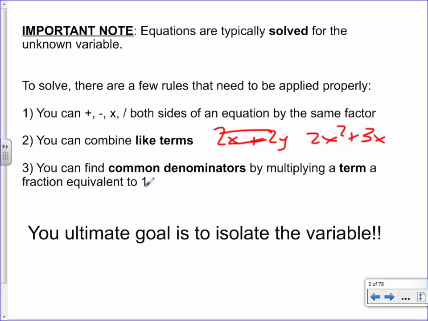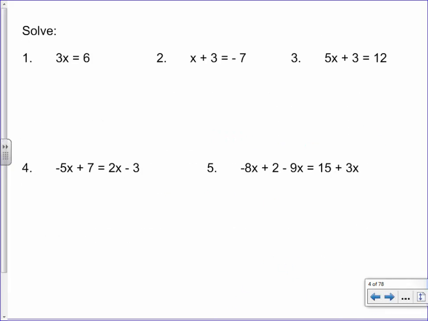Honestly, I think the best way to start this is let's just hop into some examples. Let's do them as a group. So here's our first example. This is an equation, 3x equals 6. This may be almost borderline simple, almost insulting, but how do you get x by itself?